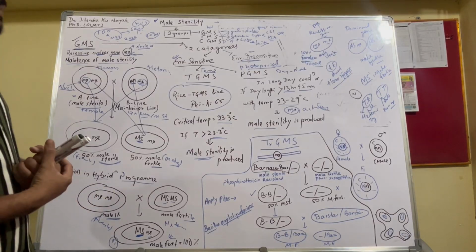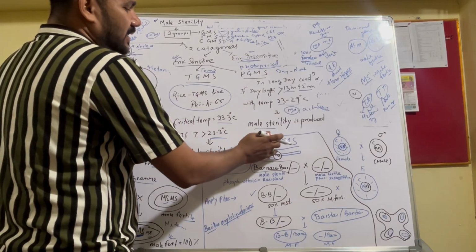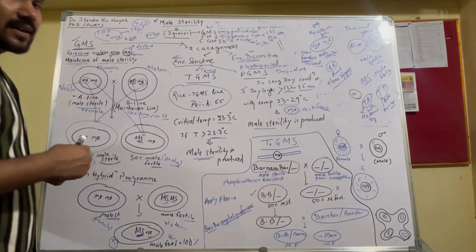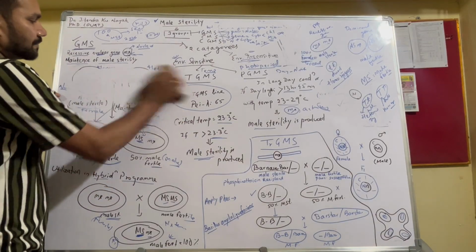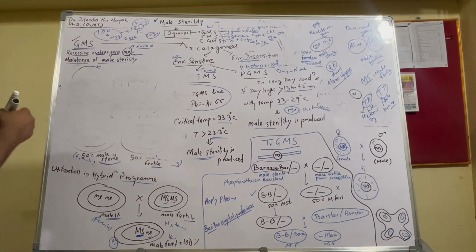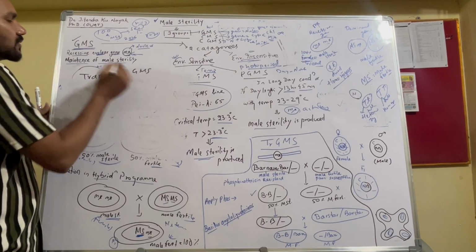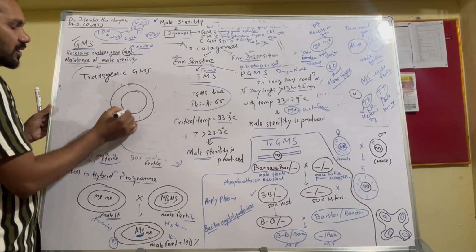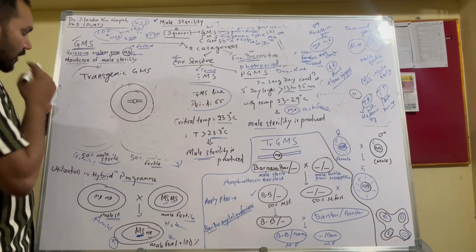Now we will see another type of genetic male sterility, called transgenic genetic male sterility. Suppose this is your plant and this is your nucleus, and in this nucleus a DNA is present and a gene is present here. Transgenic means what?